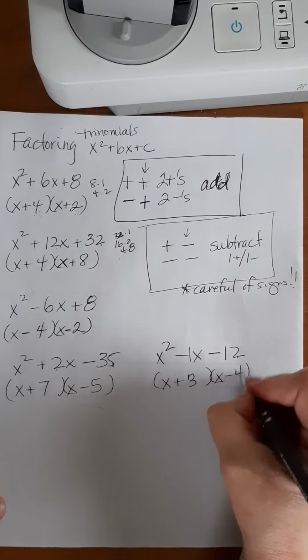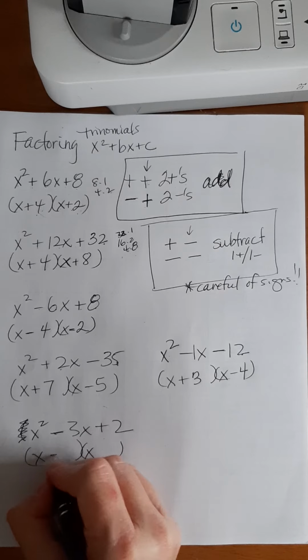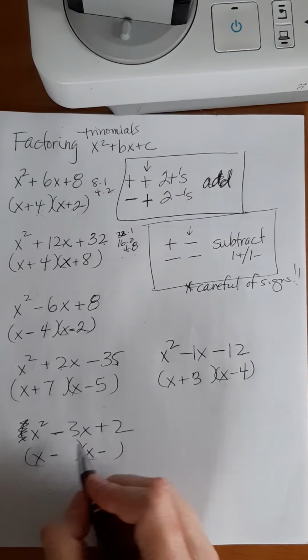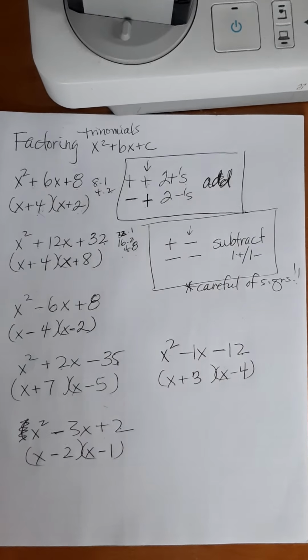Let's say x squared minus 3x plus 2. So you have to ask yourself, what are the signs going to be? You know it's x and x. Minus plus. So remember, if the second sign is plus, you're always going to add. And minus and plus, so two minuses, but you're still adding. So what multiplies to give you 2 and adds to give you 3?